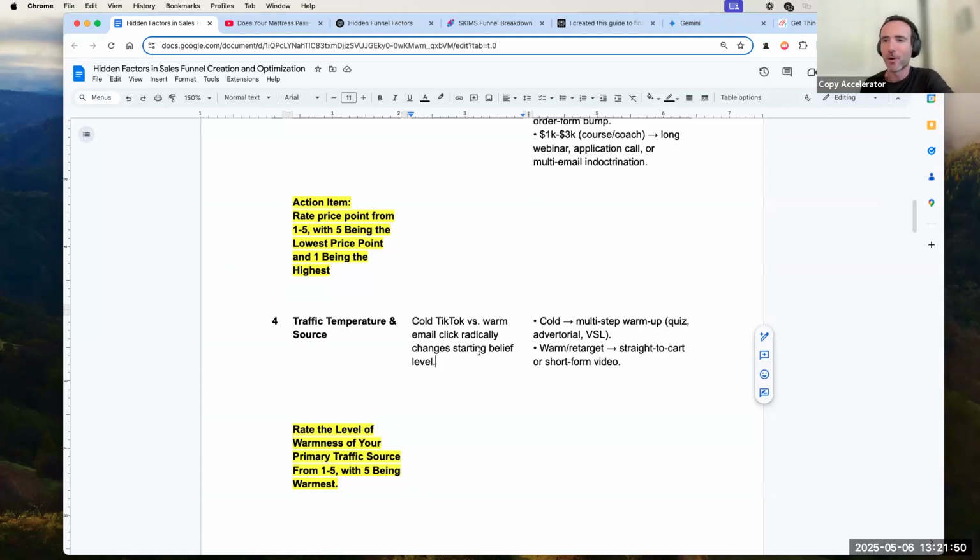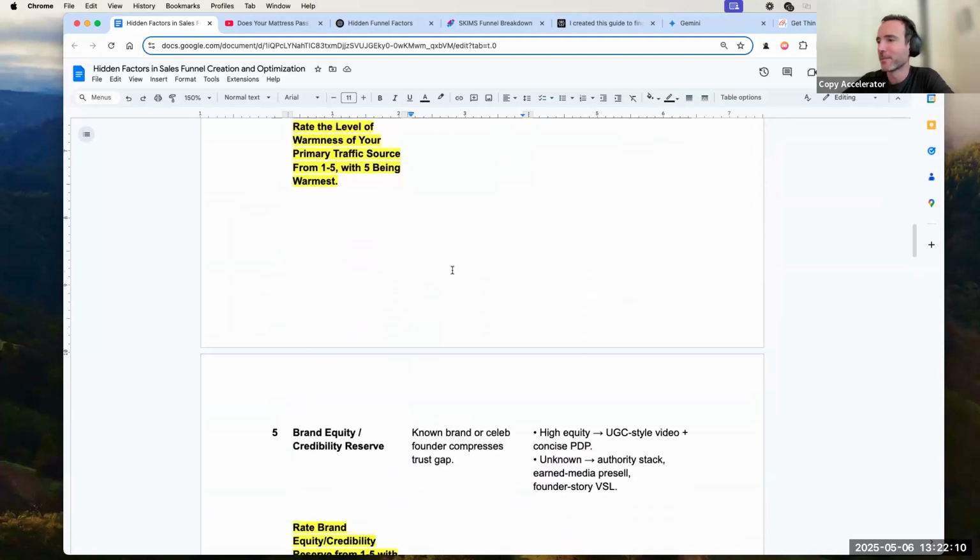Versus if you are going after stone cold traffic, typically as a rule of thumb, you're going to need more steps to convert them. Again, you might need an advertorial, you might need a VSL, whatever it is, right? That should kind of make sense too. So that was pretty self-explanatory, I feel.